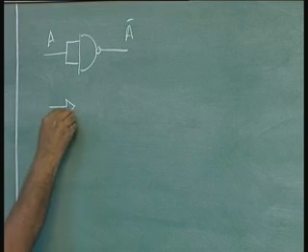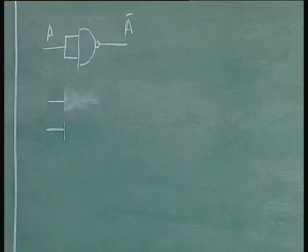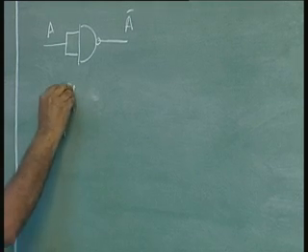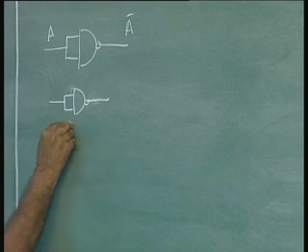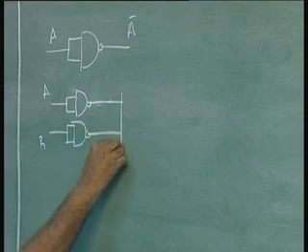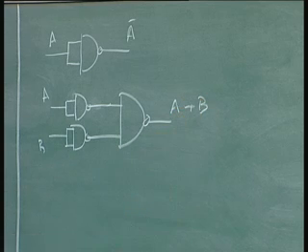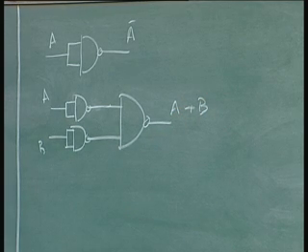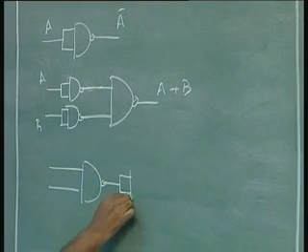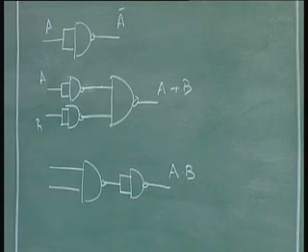A NAND with inverted inputs, if you want to put it in the NAND way, this is what? A or B. And this is A and B, is that right?